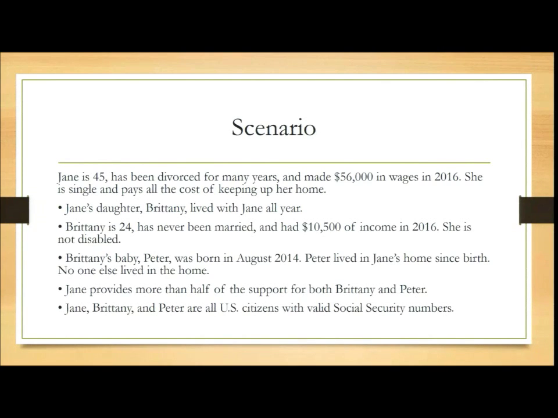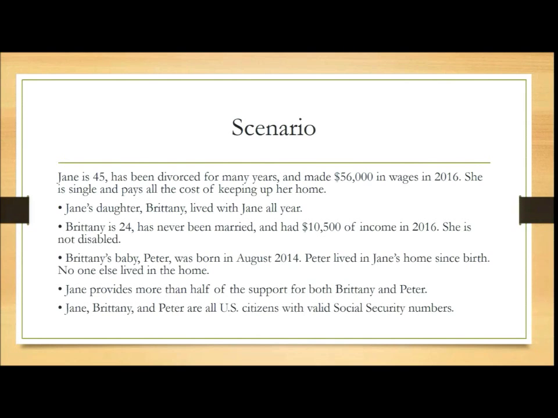Okay. Jane has a daughter, Brittany, who lived with her all year. Brittany's 24. She's never been married. She is a working person. She has a decent amount of income, $10,500, which, by the way, means she'd have to file a tax return, and she's not disabled. Brittany has a baby who was born in 2014. The baby lived in the home since birth, no one else lived in the home. So this is our scenario. Grandma, mom, baby in the home.